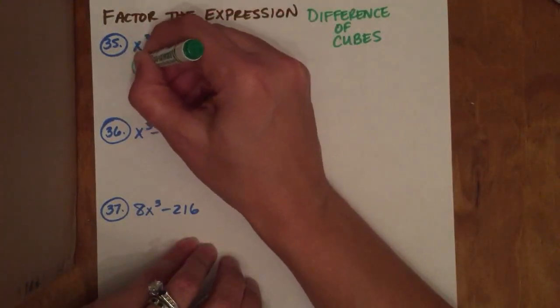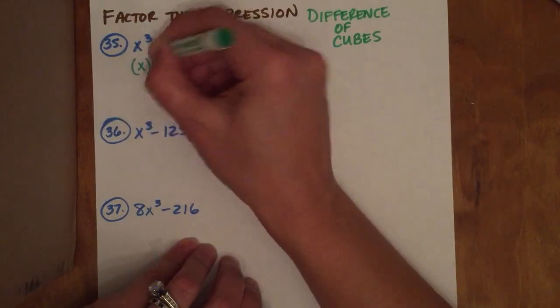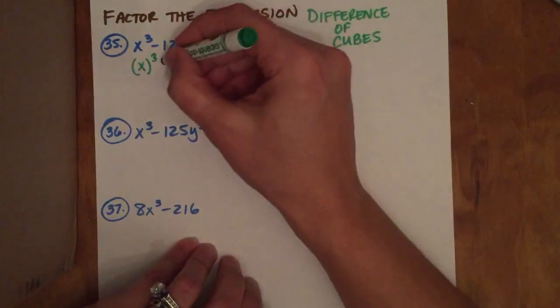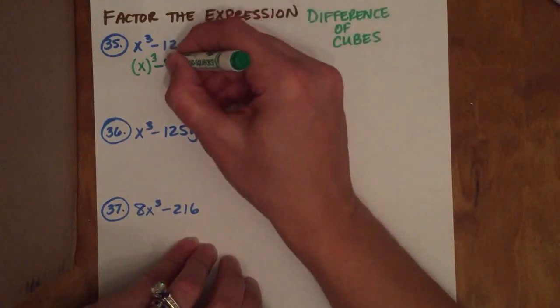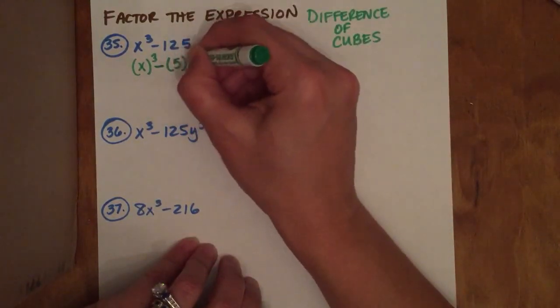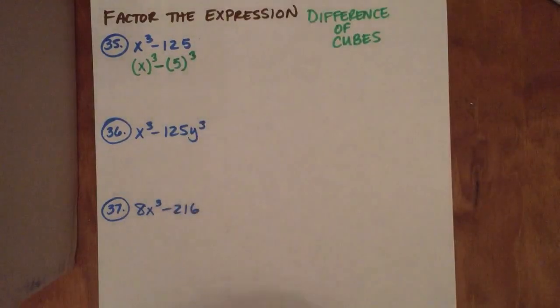X cubed is already factored, and remember I told you to find your base. And what is the cube root of 125? Is it a perfect cube? And the answer is yes, it is 5 cubed. So I'm going to write it as x cubed minus 5 cubed.